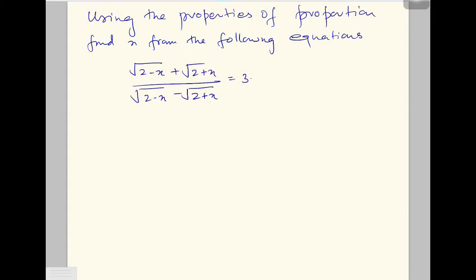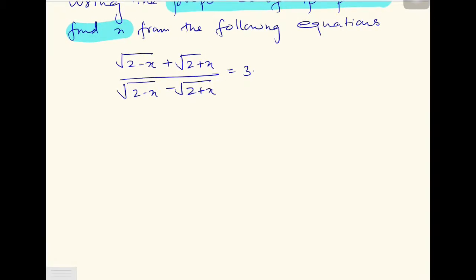Here we have the first sum based on the properties of proportion. We have already learned the three important properties of ratio and proportion. That's invertendo, alternando, and componendo and dividendo. So let's see how we can solve this sum. The sum says, using the properties of proportion, find x from the following equation, and the question is right before you. Here, root 2 minus x plus root 2 plus x divided by root 2 minus x minus root 2 plus x equals to 3.